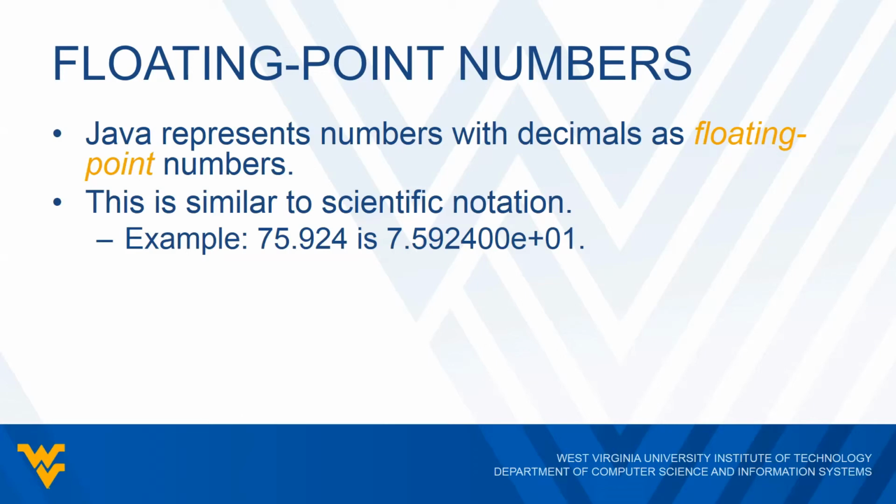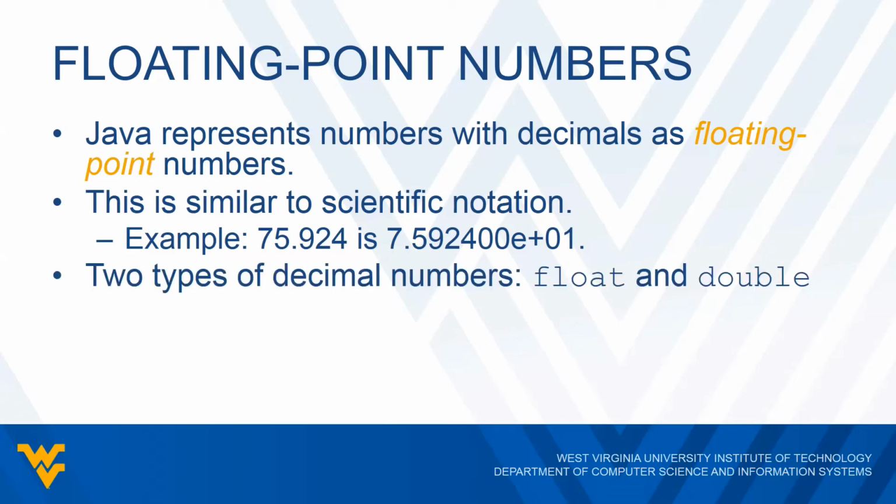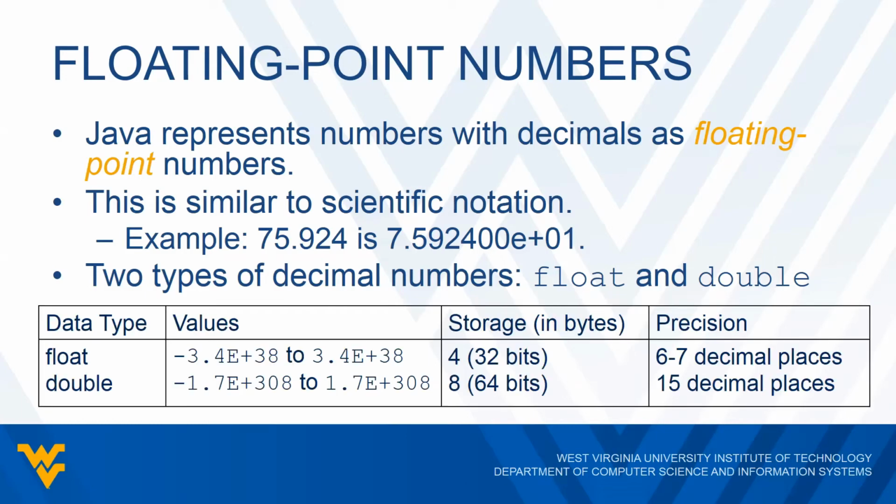Now we can get very specific here and see that there are two different types of decimal numbers. We have the float and the double. So we have a table that shows the difference between the two. A float can store a set of values, negative 3.4 times 10 to the 38th power, all the way to 3.4 times 10 to the 38th power. We would need 4 bytes for this. And for the numerical part of it, which I'll highlight up here, what we call the mantissa, the precision there would be about 6 to 7 decimal places. It kind of depends on your system.